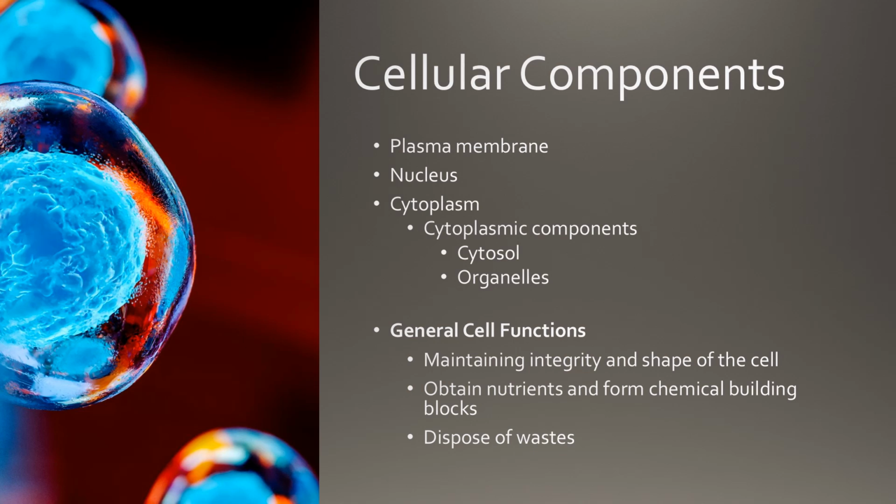Organelles are complex structures within cells with unique shapes and functions, divided into membrane-bound and non-membrane-bound organelles. Cell inclusions are various nutrients or pigments within the cell without organelle activity. Examples include glycogen, lipids, and pigments like melanin. The general cell functions include maintaining cell integrity and shape, obtaining nutrients and forming chemical building blocks, disposing of waste, and some cells can undergo cell division to reproduce.